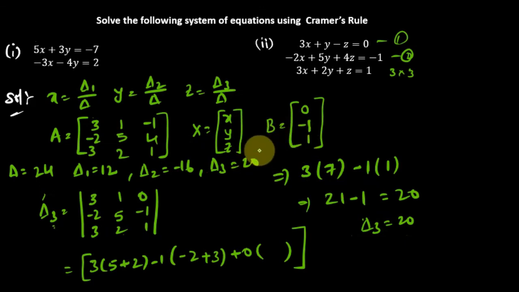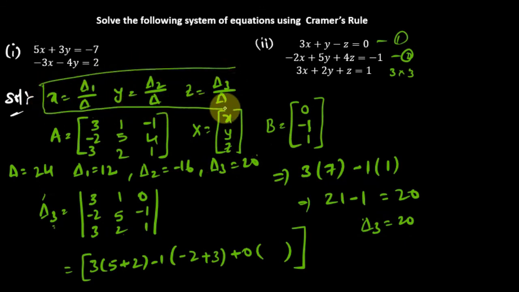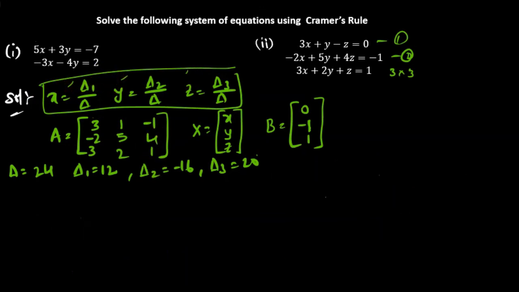Now what we will do, we will simply substitute in this to get the values of x, y and z. Okay, now we will find those values here, x value, y value and z value, right? So x equal to, as we know, delta 1 by delta. So substitute the values of delta we got here. So delta 1 is 12 by delta is 24. This will become 1 time, 2 times. So 1 by 2 is my x value.